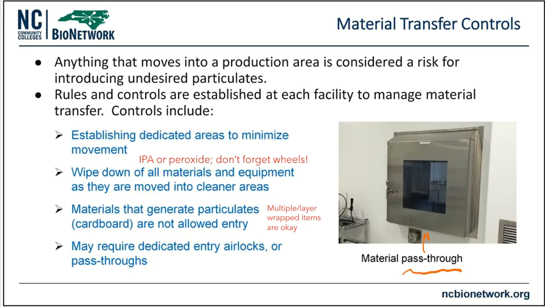So first, we're going to establish dedicated areas to minimize the movements. Second, we've got to wipe down all the materials and equipment that's coming into the facility. Third, these materials can generate particulates. So any of those materials that do that, aka cardboard, that's why this is an example, cannot go further into the production areas. And you could require airlocks or pass-throughs that are deemed appropriate and required in order to transfer these materials from one location to the next.